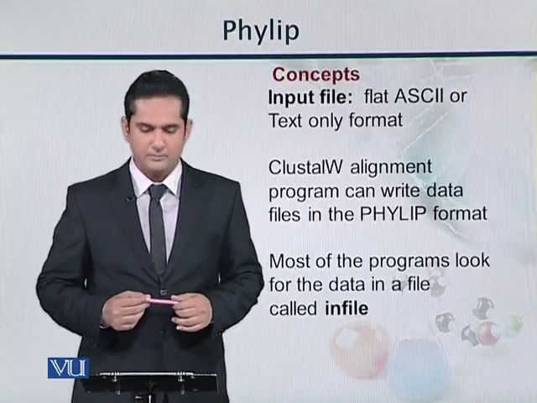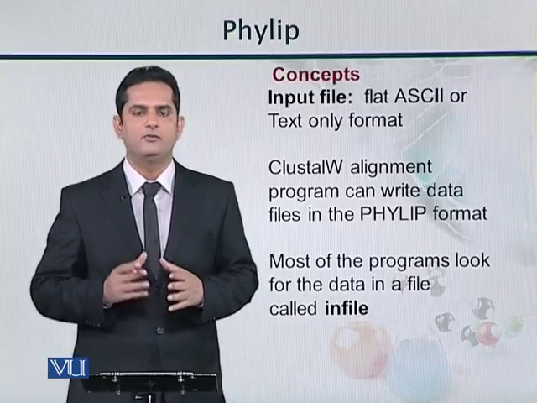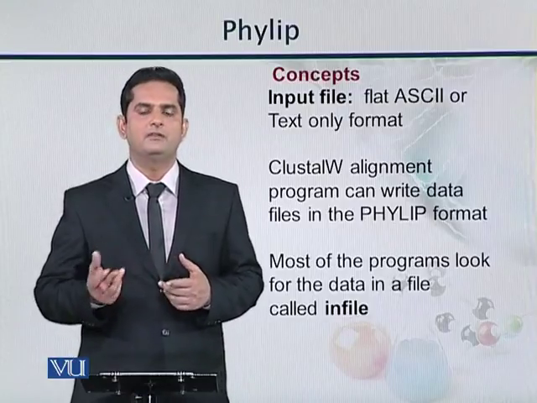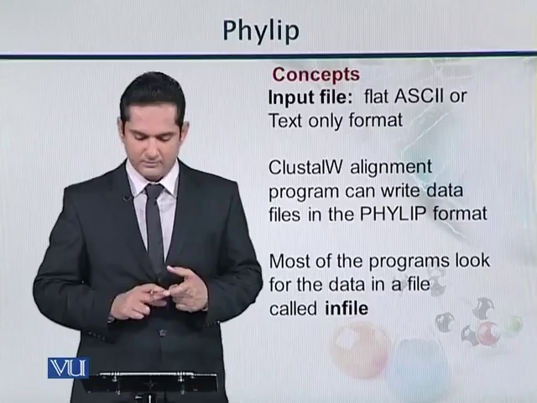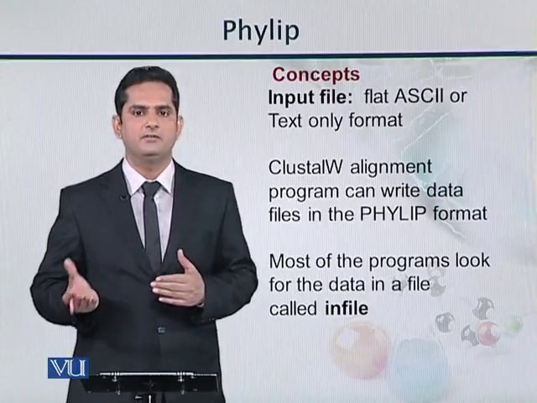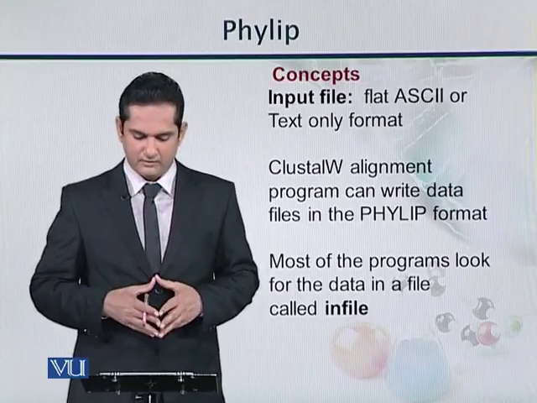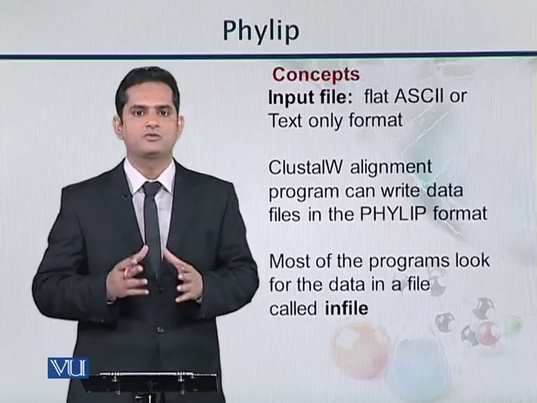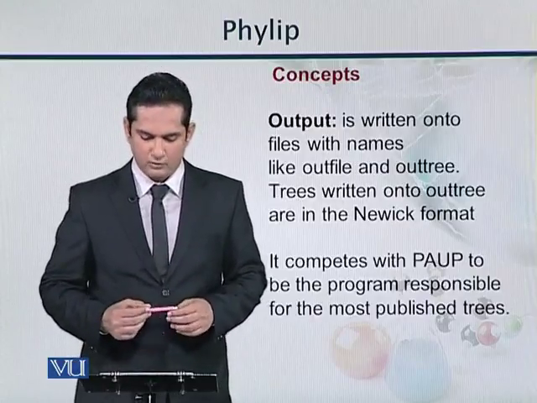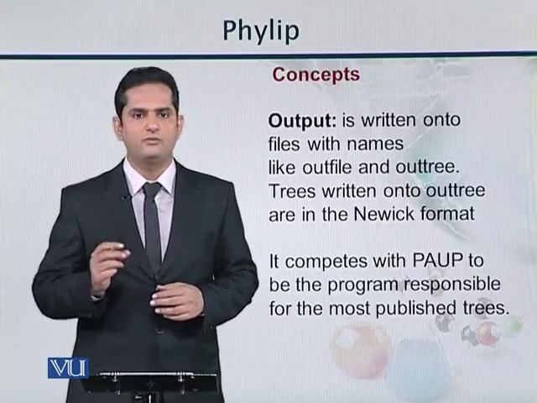Moving on, what is the input procedure and what is the output format? For input, files should usually be ASCII files or simple text files. Then it will perform the ClustalW algorithm, which is a multiple sequence alignment algorithm, to align those sequences with each other. These programs are stored in the file called the infile format. And then we have output. Output would be written in outfile format or outtree format.